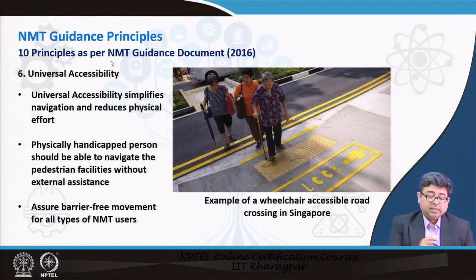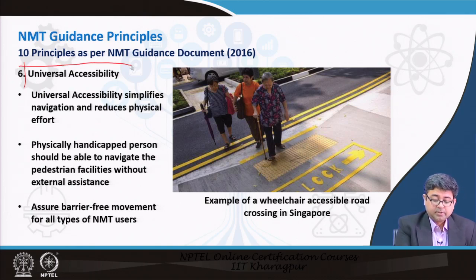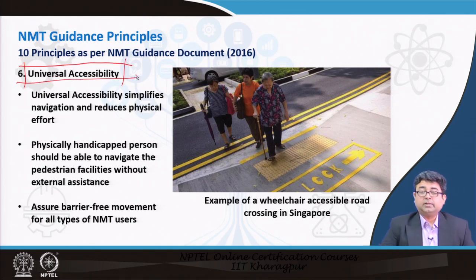Moving ahead, the sixth principle, which is a very essential principle, is universal accessibility. When we are designing for NMT infrastructure, we have to keep in mind that we are trying to design for all types of users who come under the ambit of non-motorized transport users, right, that include people with disabilities, especially abled people, small children, elderly people.